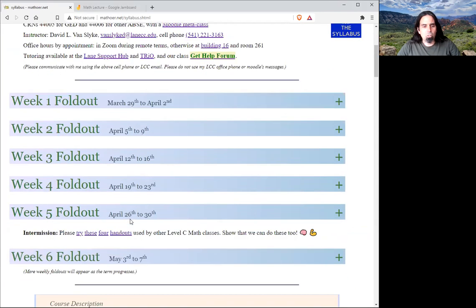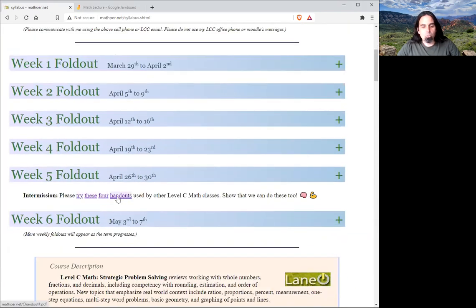Last week, we paused because we had these 4 handouts to try and do, and they worked pretty well. We proved that, yes, we were caught up. We could do all the stuff that any other level C class was doing on Moodle, even though we weren't using Moodle. We were learning the same things.